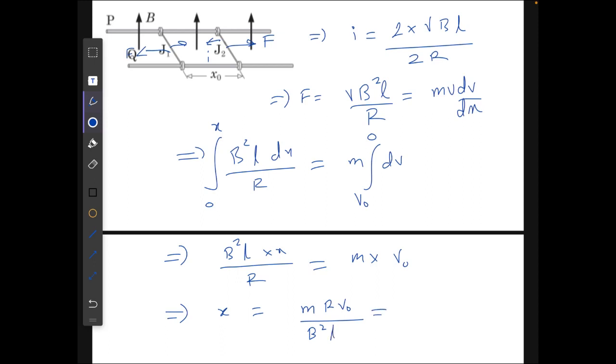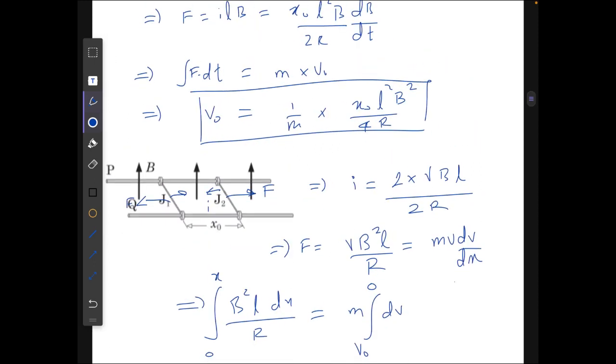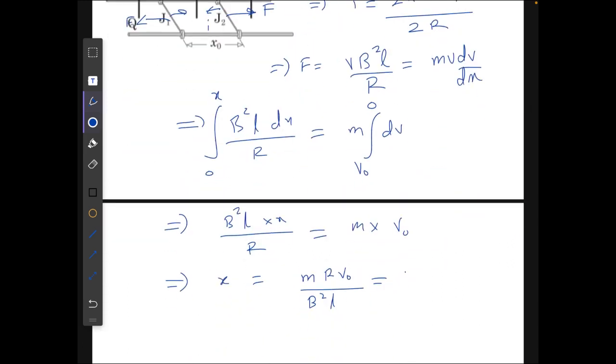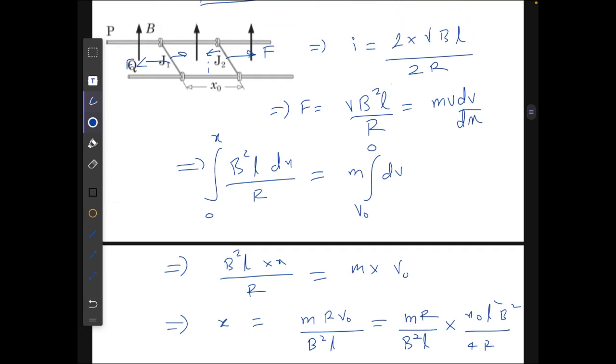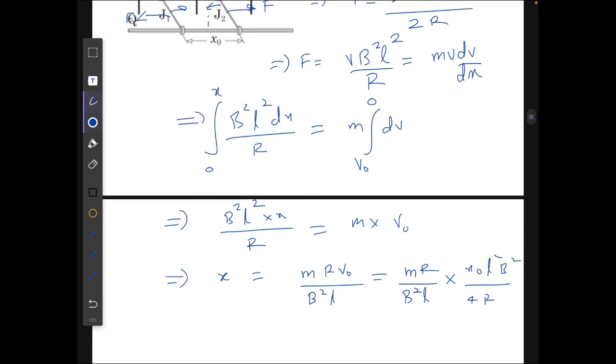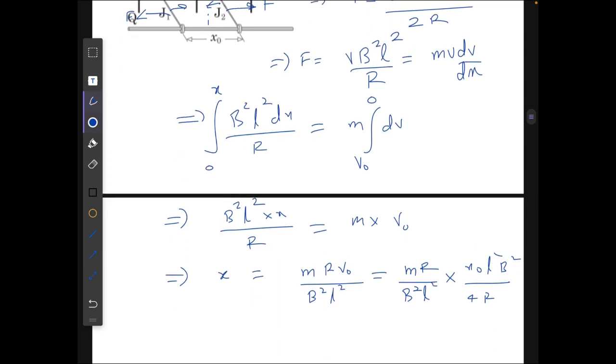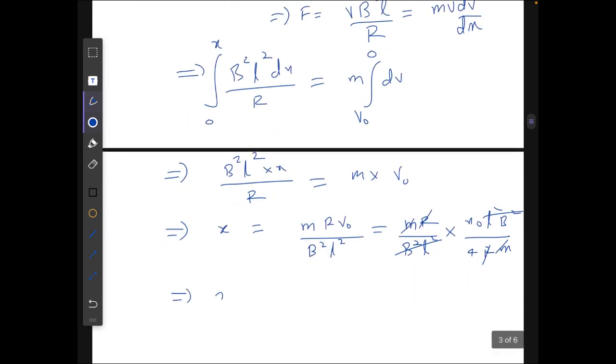Now substituting the value of v0 from above, which was x naught L square B square by 4mR, we get mR by B square L multiplied by x naught L square B square by 4R. Sorry, here it is L square and here it is L square. So finally, on simplifying, B square L square cancels, R cancels, and m also cancels. So the displacement of one rod is x naught by 4.